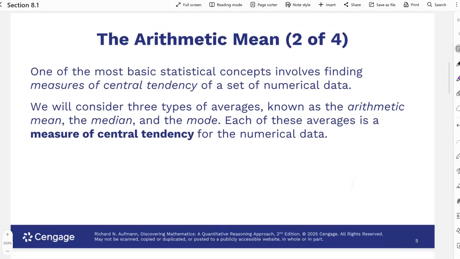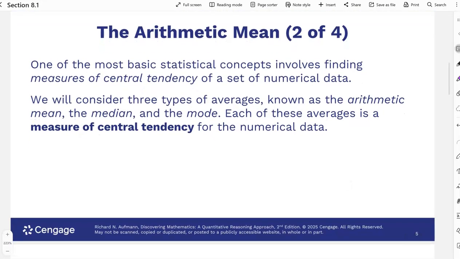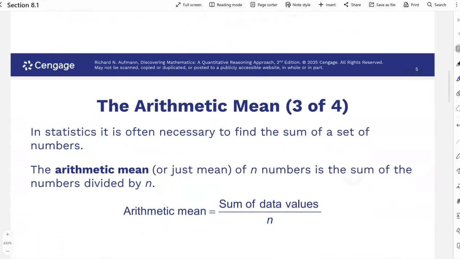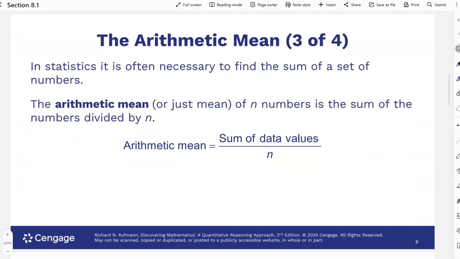The first thing we're going to talk about is measures of central tendency. So these are things like the mean, the median, and the mode. And this book calls it the arithmetic mean. So the mean is really just the same thing that you think about when you think about the mean. A lot of people call it the average. It's the sum of all the data values divided by how many values you have.